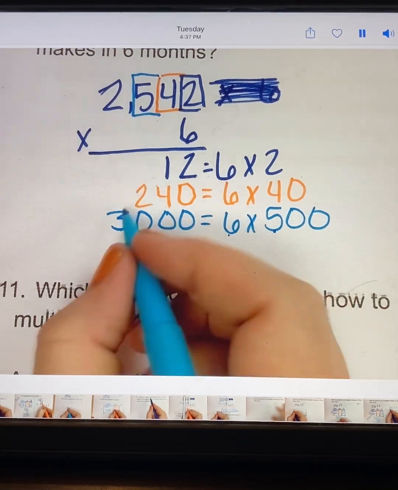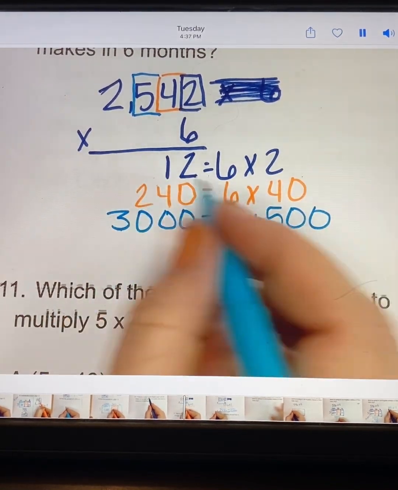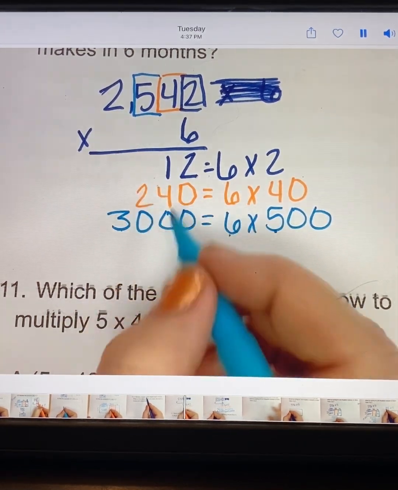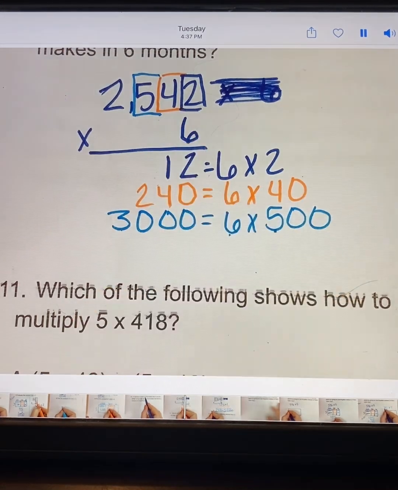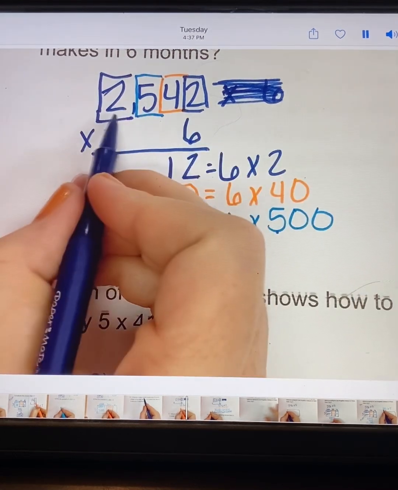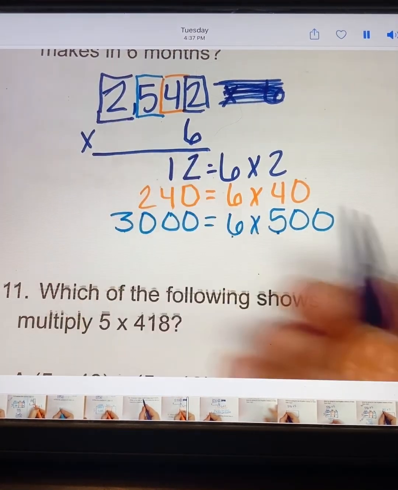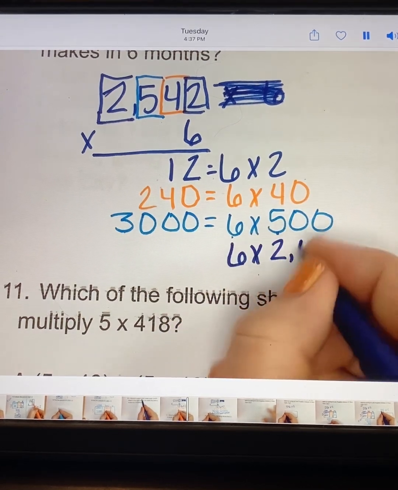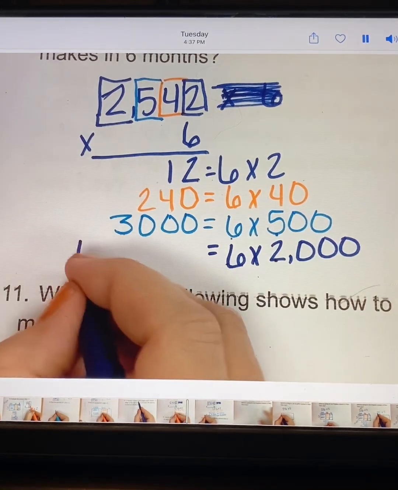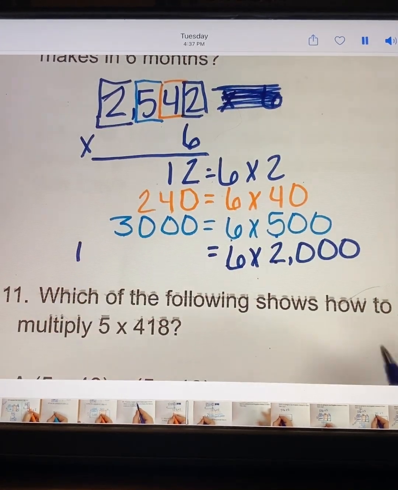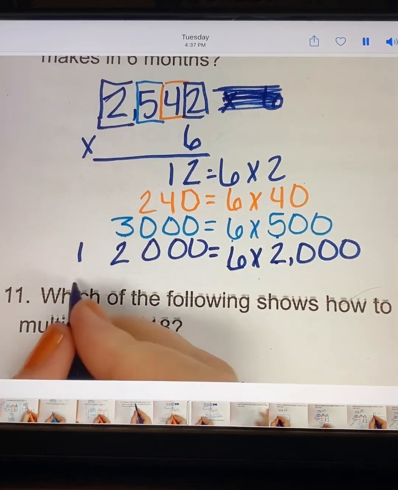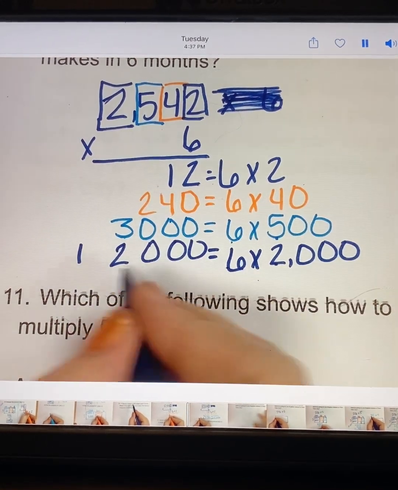Now, this is where it gets harder to keep your numbers in line. This is probably why I like the area model better. It gets more confusing for kids to keep their numbers in line. All right, last but not least, we're going to multiply our thousands place. So I have 2,000, and I'm multiplying that by 6. 6 times 2 is 12. And I'm going to have 3 zeros to write. So 6 times 2,000 is 12,000.